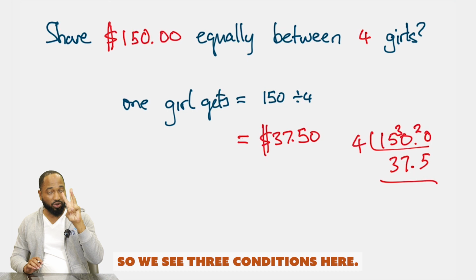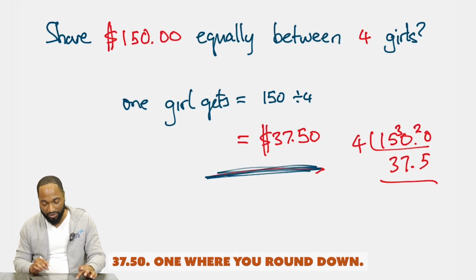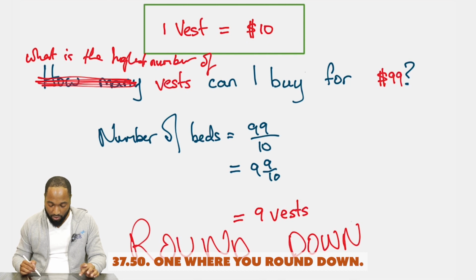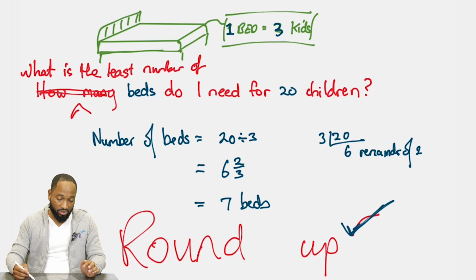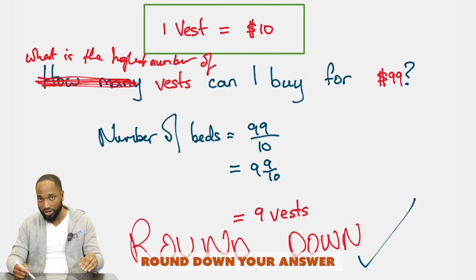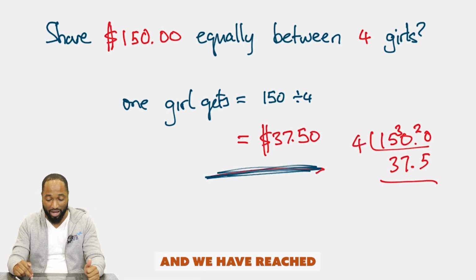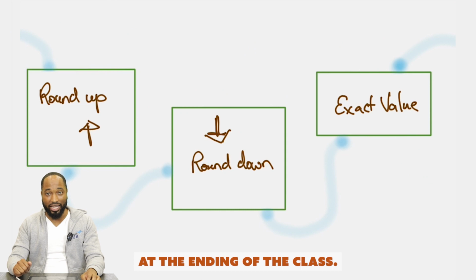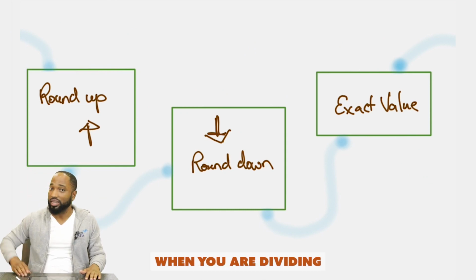So we see 3 conditions here. One where it's just the same 37.50, one where you round down, and one where you round up. There are some cases where you need to round up your answer to be correct, some cases where you need to round down your answer to be correct, and some places where your answer is your answer and it's already correct, and we have arrived at the ending of the class. I hope you understand the 3 things that can happen when you are dividing.